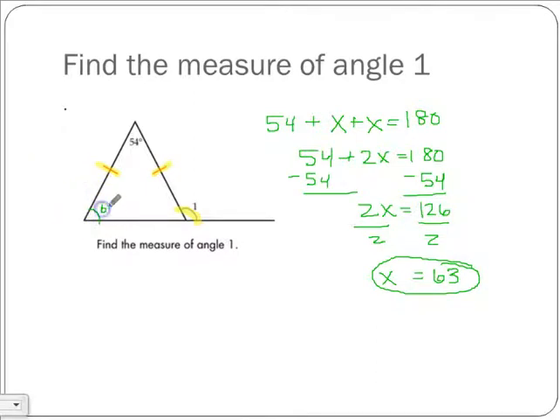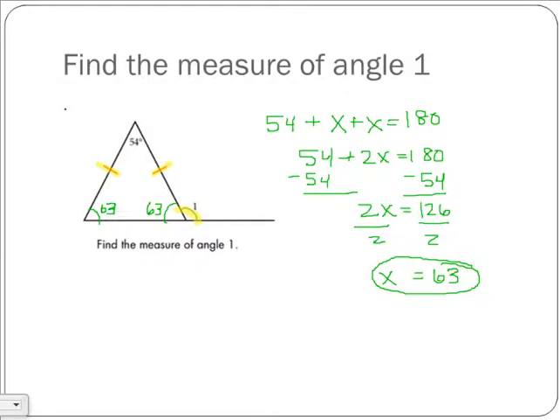So we're not done yet, are we? This is 63. I don't know why I said 64; if I said that, I apologize, that should be 63. So how can we solve for angle 1 now? How can we solve for angle 1?